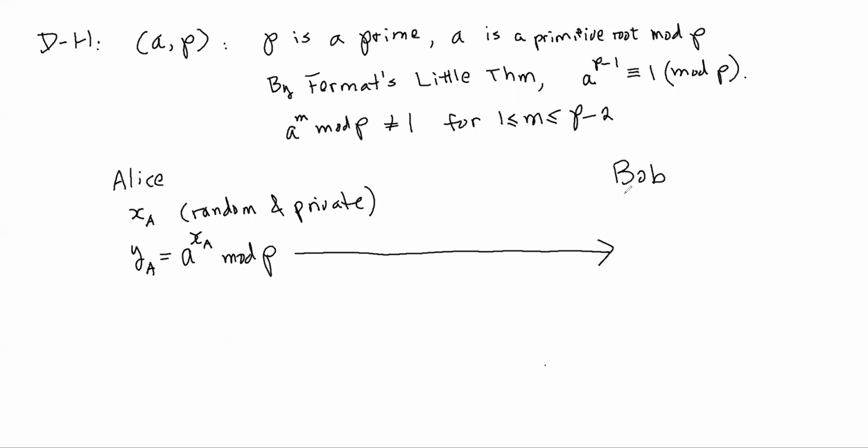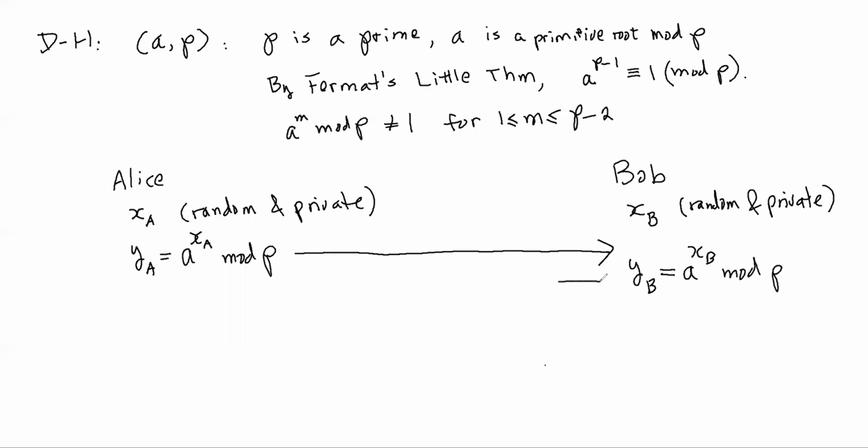So Bob does the same. Bob takes XB, which again is less than or equal to P minus 2. This is random and private to Bob. And then he computes YB, which is A to the XB mod P, and Bob sends it over to Alice.